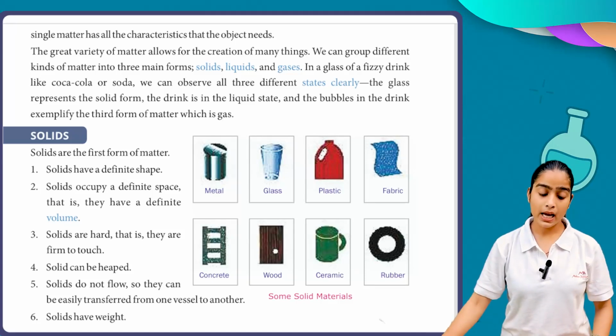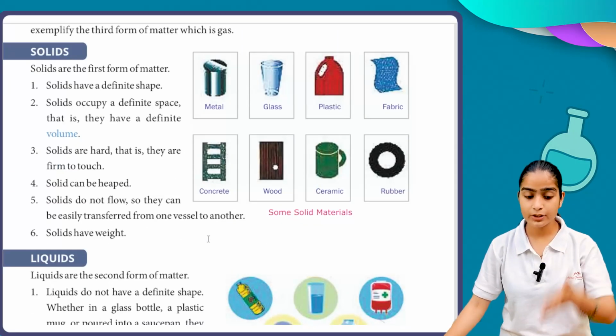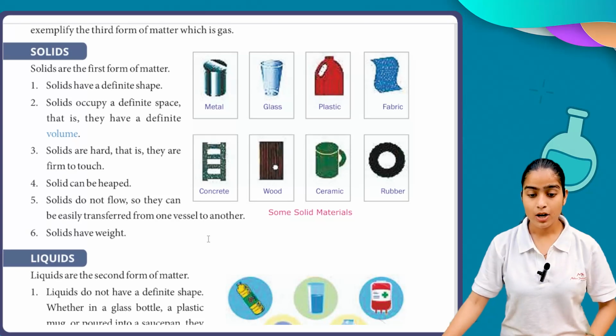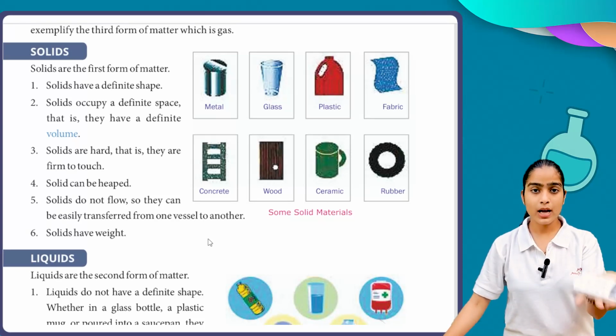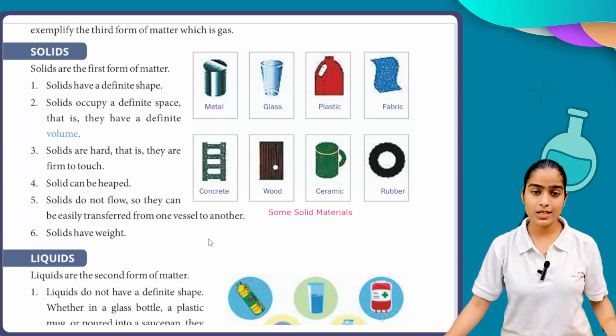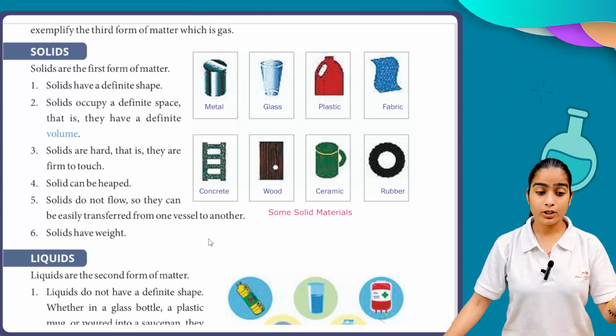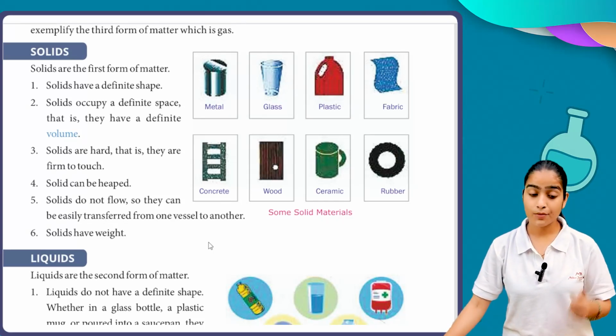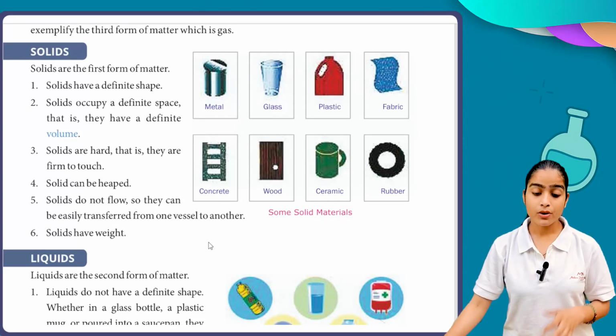Solids can be heavy. Solids do not flow, so they can be easily transferred from one vessel to another vessel. And solids have weight as well. This AC remote has weight as well. So these are the characteristics we have for solids. And here we have some other examples of solids: metal, glass, plastic, fabric, concrete, wood, ceramic, and rubber. So these are your solid examples.